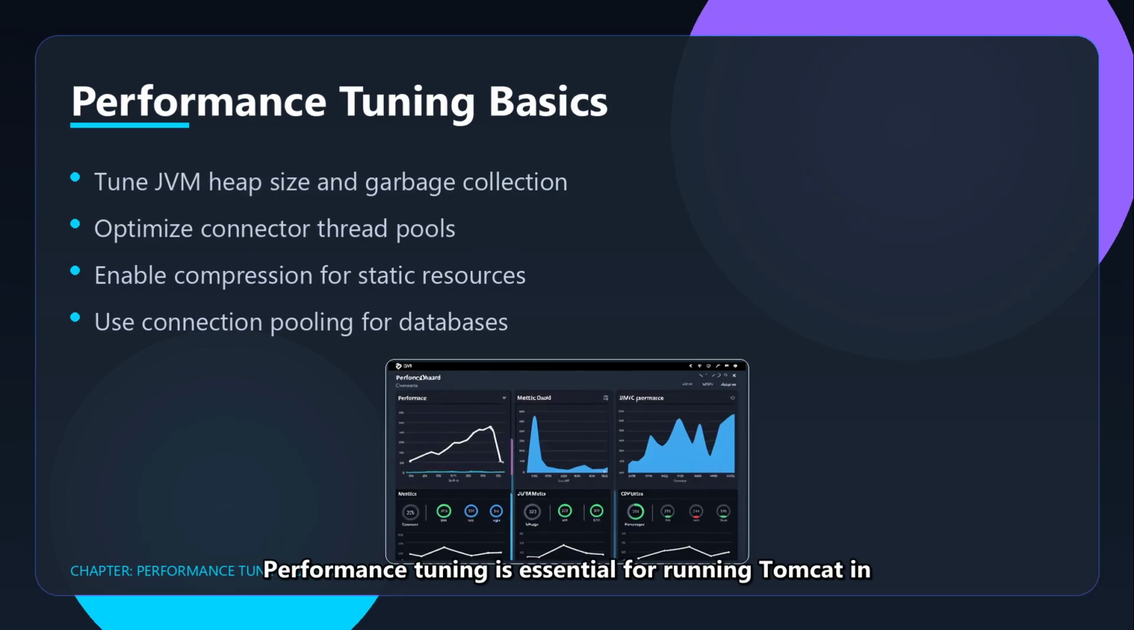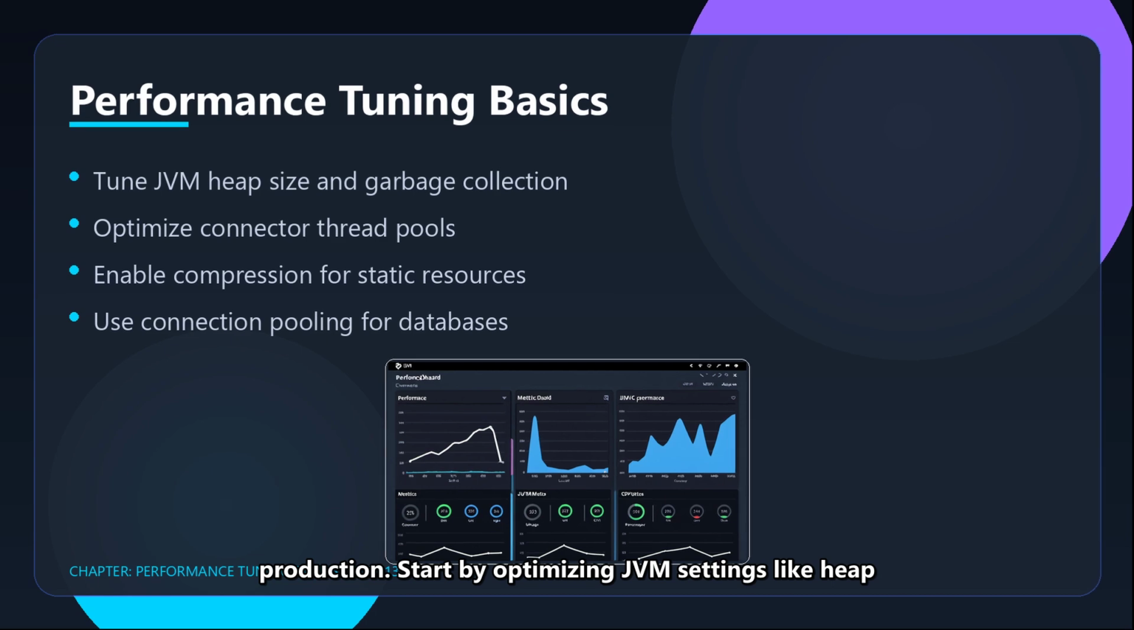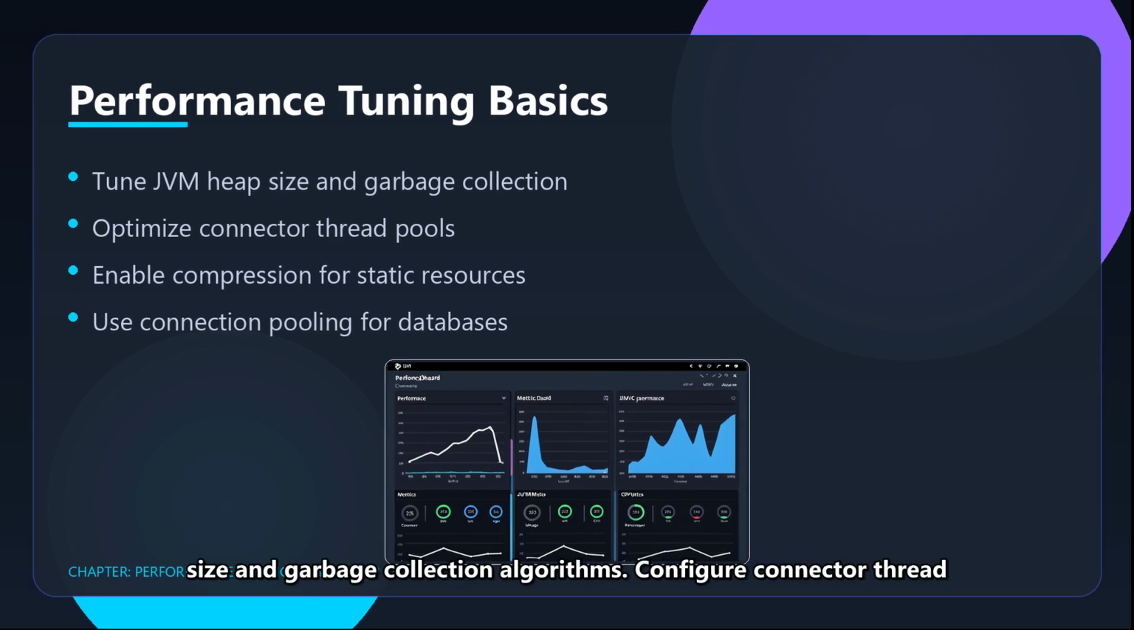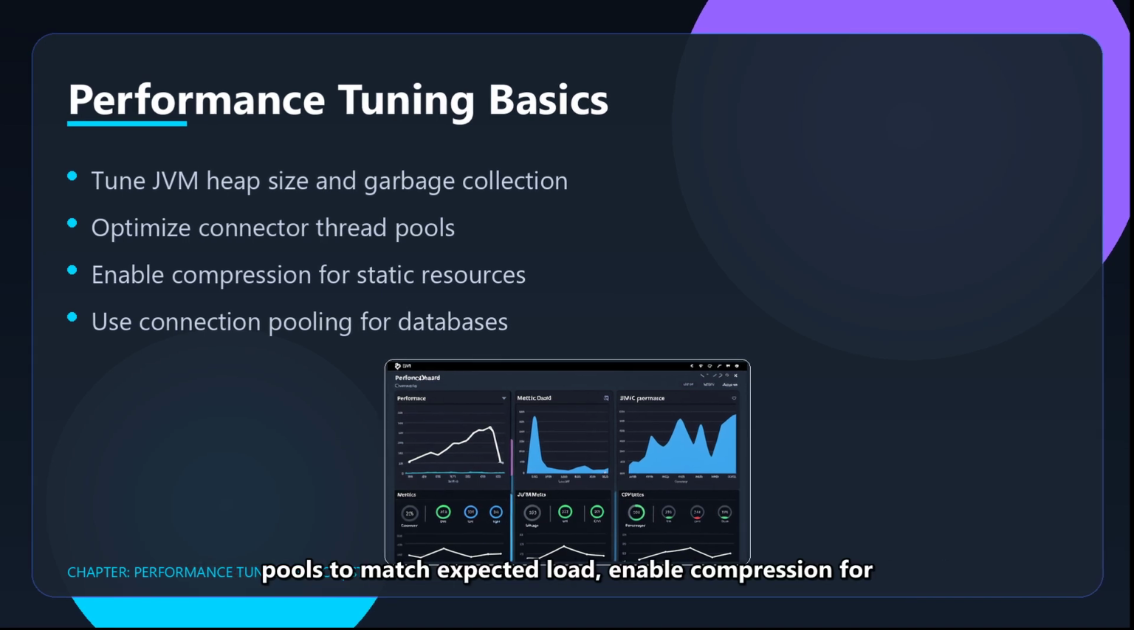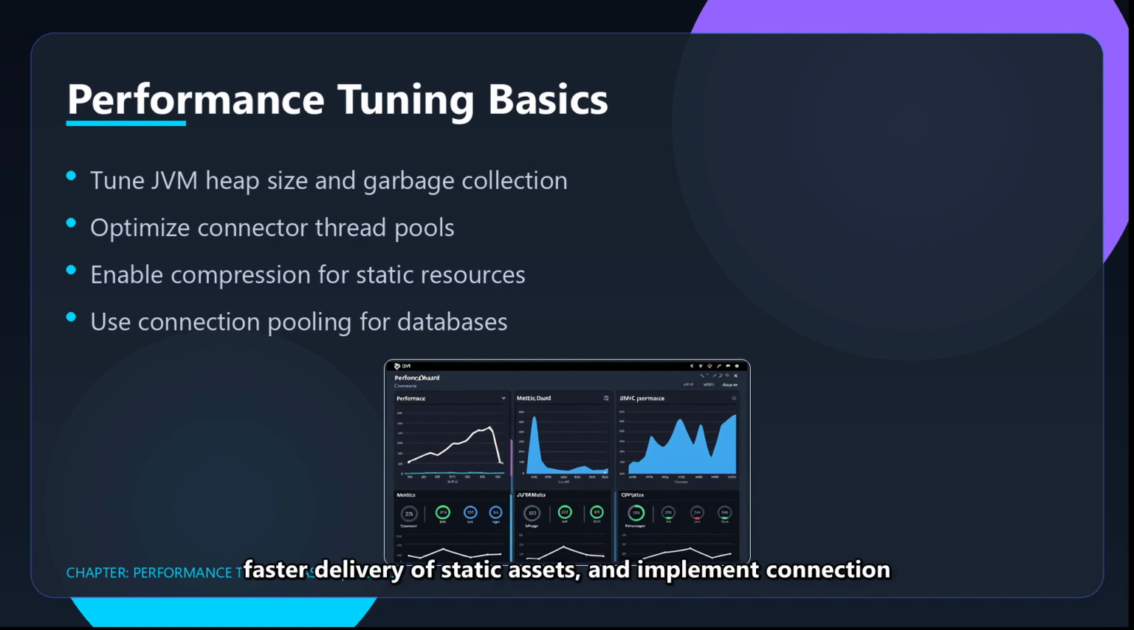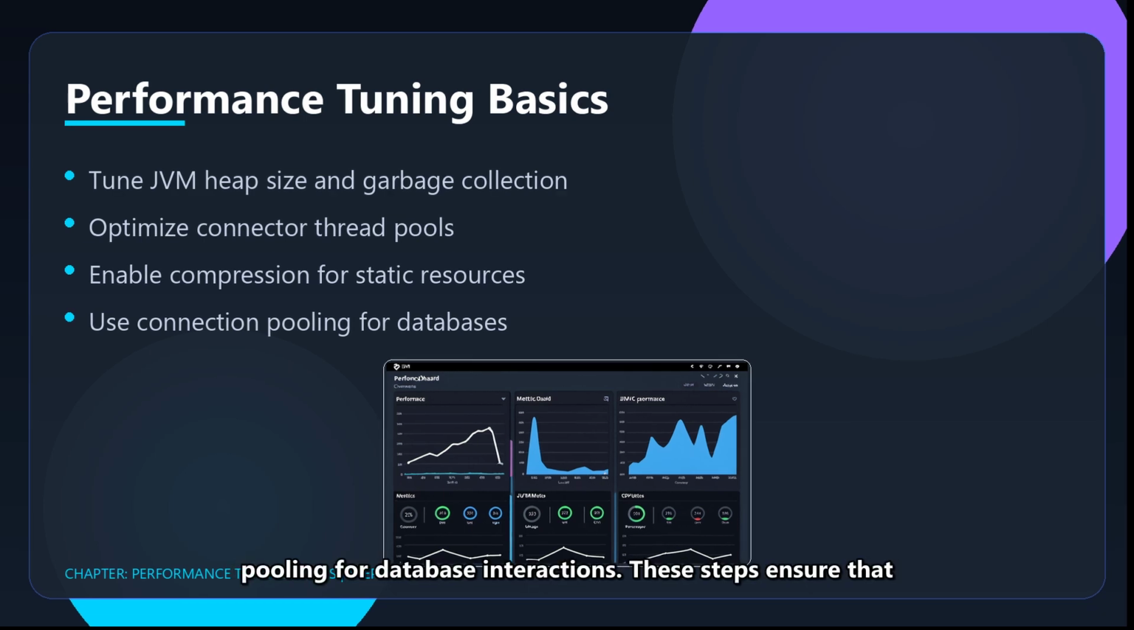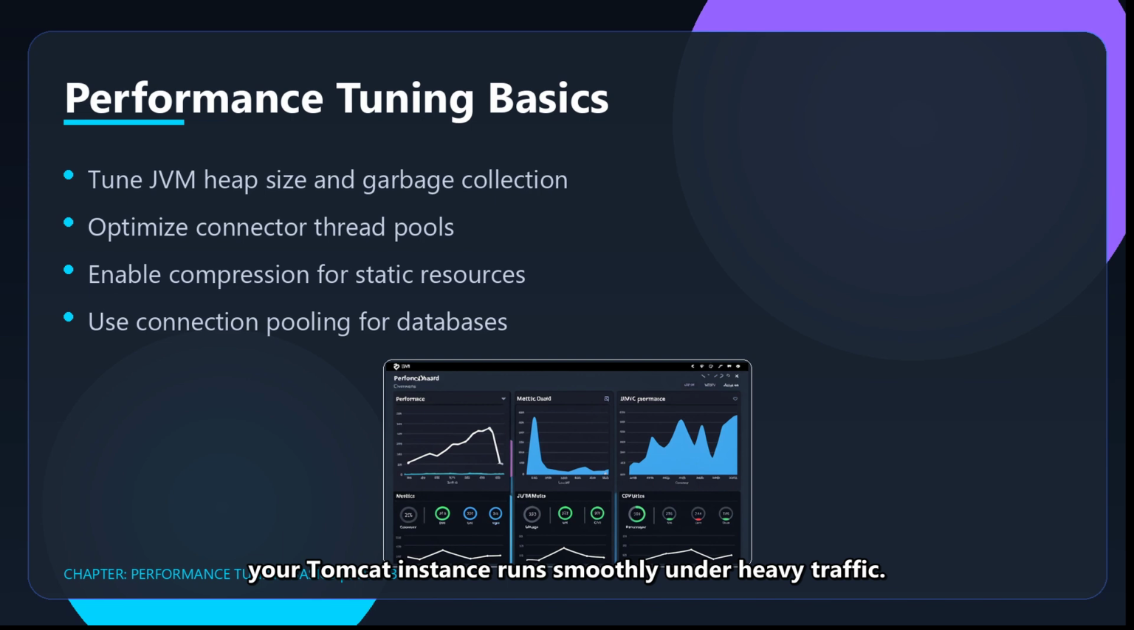Performance tuning is essential for running Tomcat in production. Start by optimizing JVM settings like heap size and garbage collection algorithms. Configure connector thread pools to match expected load, enable compression for faster delivery of static assets, and implement connection pooling for database interactions. These steps ensure that your Tomcat instance runs smoothly under heavy traffic.